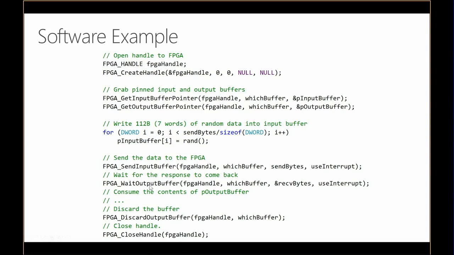And we use wait output buffer to wait for the FPGA to send data back, and it will block the thread until the returned data is available. Note that we use interrupt here, so it does not consume CPU resources while waiting. The returned data is in the output buffer, and we can consume it directly. We should discard the output buffer after the results are consumed so that the buffer can be reused. If all work is done, we should close the handle.